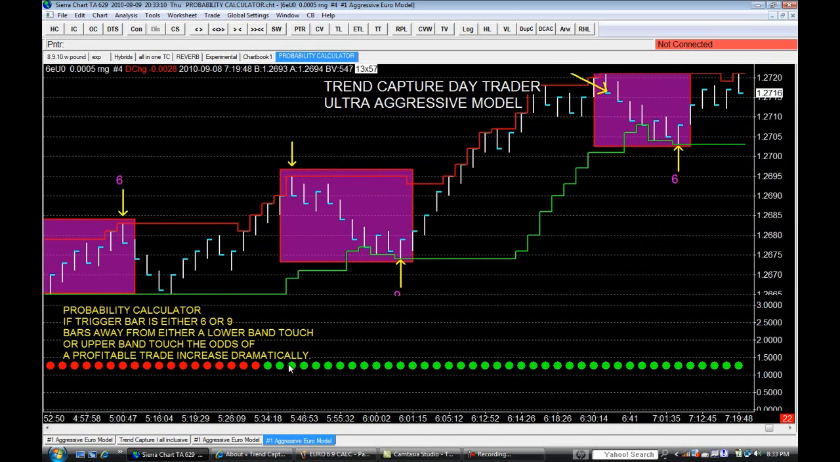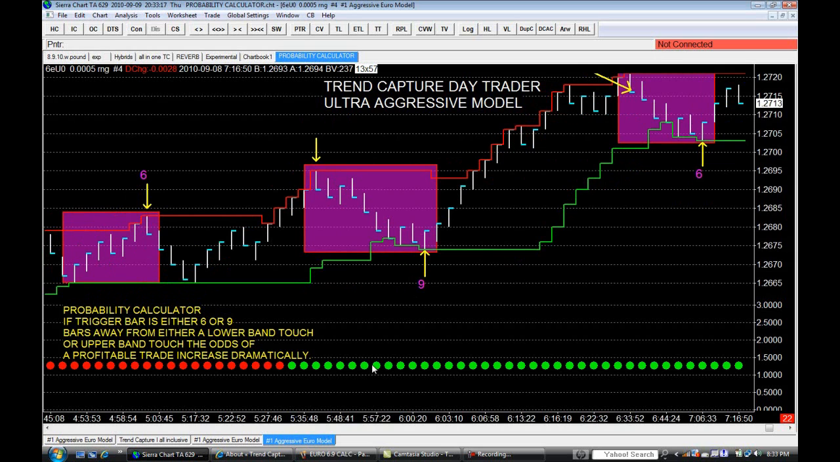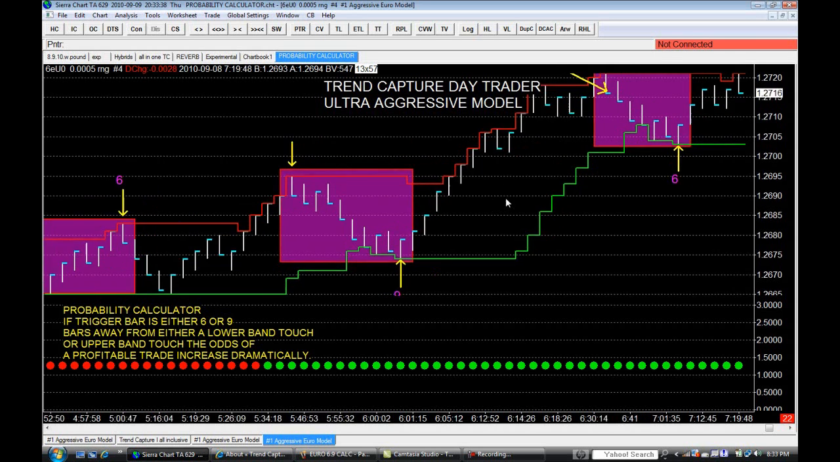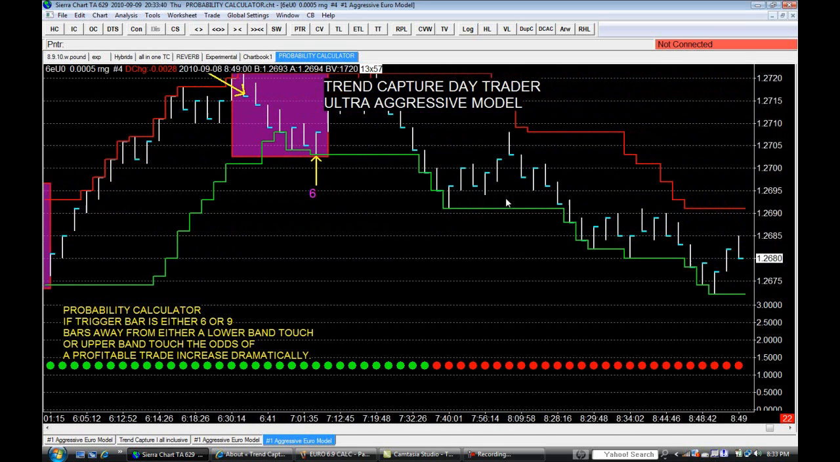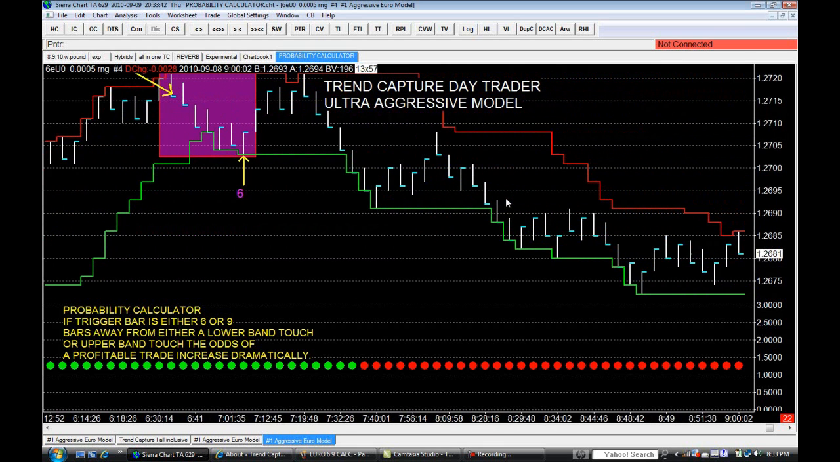Here is another situation. Now the tables have turned. Notice how the dots are green now. So now you're going to be looking for long positions. And from the touch of the top to here was 9 bars. This was 6 back here, and you didn't have a trigger, so it would have been nothing. But here you had the 9, and you can see what transpired out of that. Very nice move.